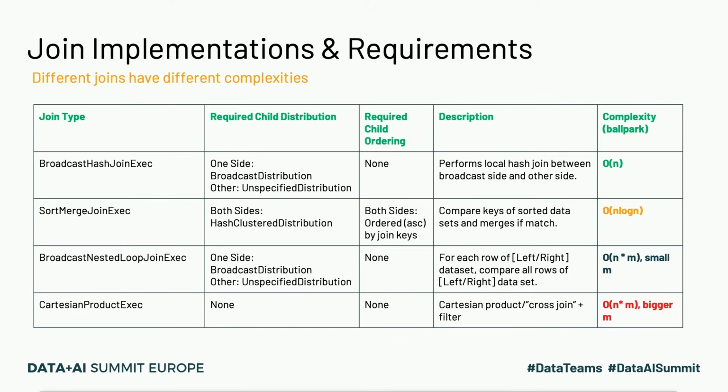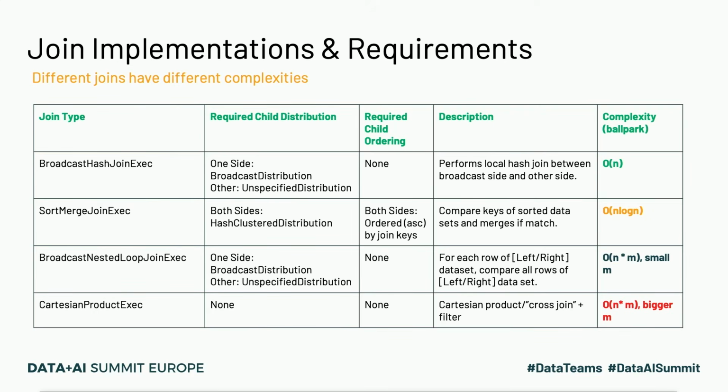The other 2 join operators are significantly more complex. The first one is the broadcast nested loop join exec. Again, this requires one of the data frames to be broadcasted. For the other data frame, there's no distribution requirement. There's also, again, no sorting requirements. So what does actually happen in a broadcast nested loop join? This is kind of similar to a broadcast hash join, but instead of performing a local hash join, it operates in a loop.